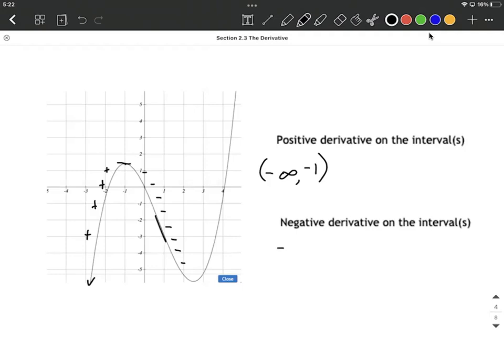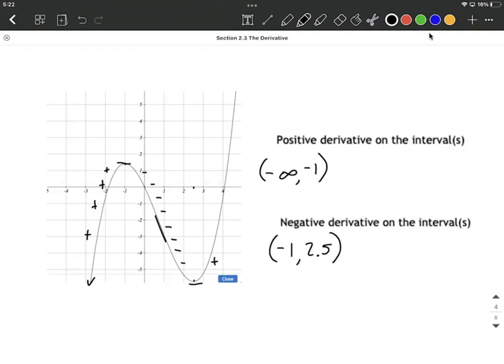So that started at negative 1, again, open interval, and it looks like it ends at the bottom whenever we have a value here where we're going to have a horizontal tangent line or the derivative would equal 0. By my best estimation, it looks like that's about 2.5. Again, leave it an open bracket.